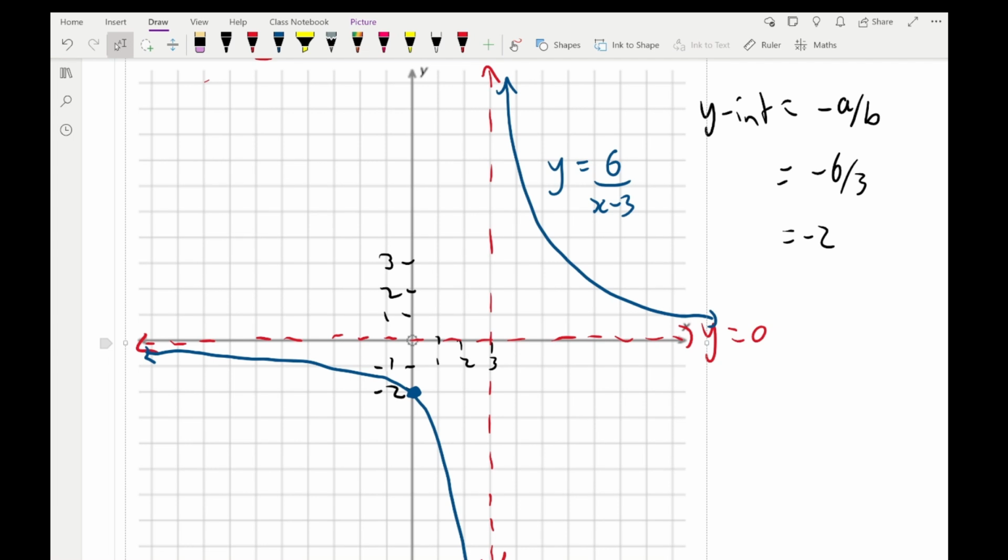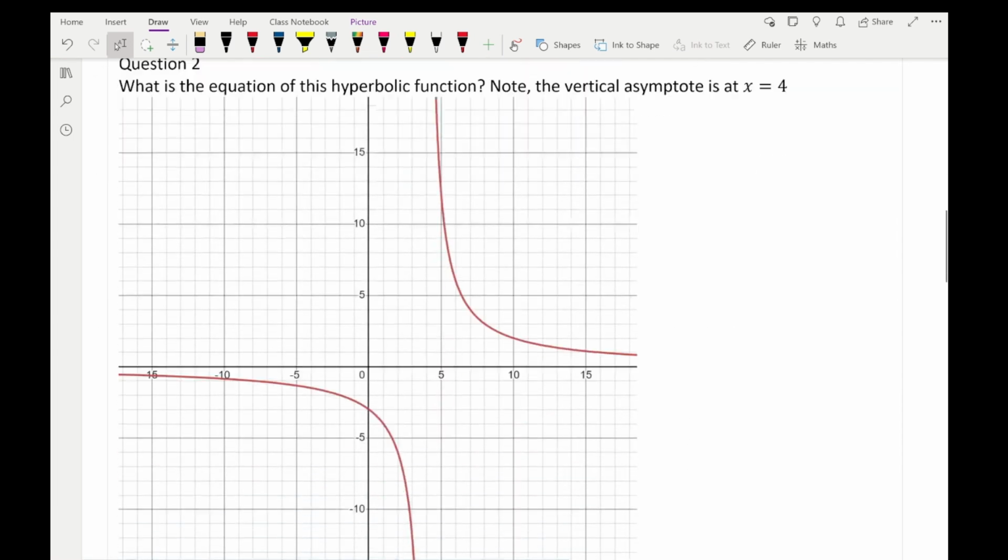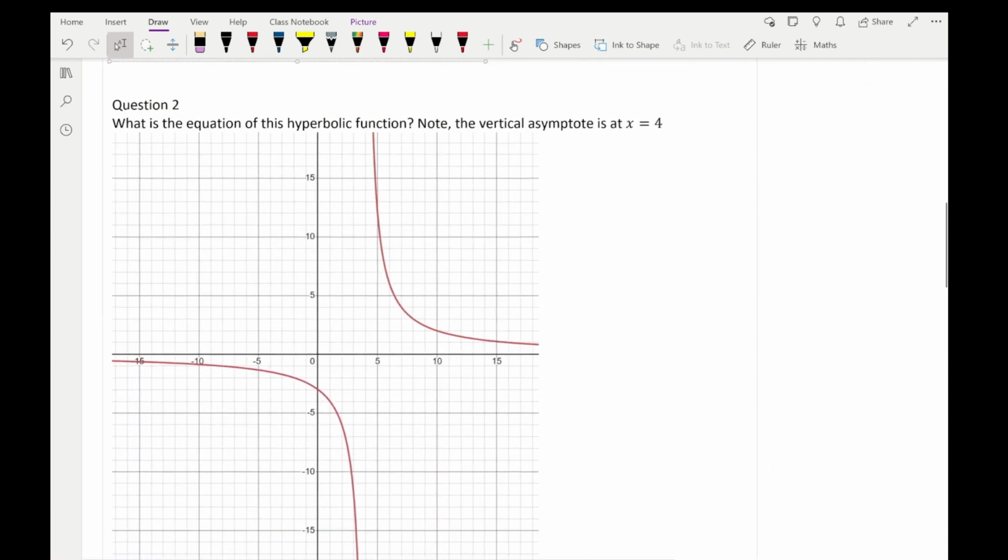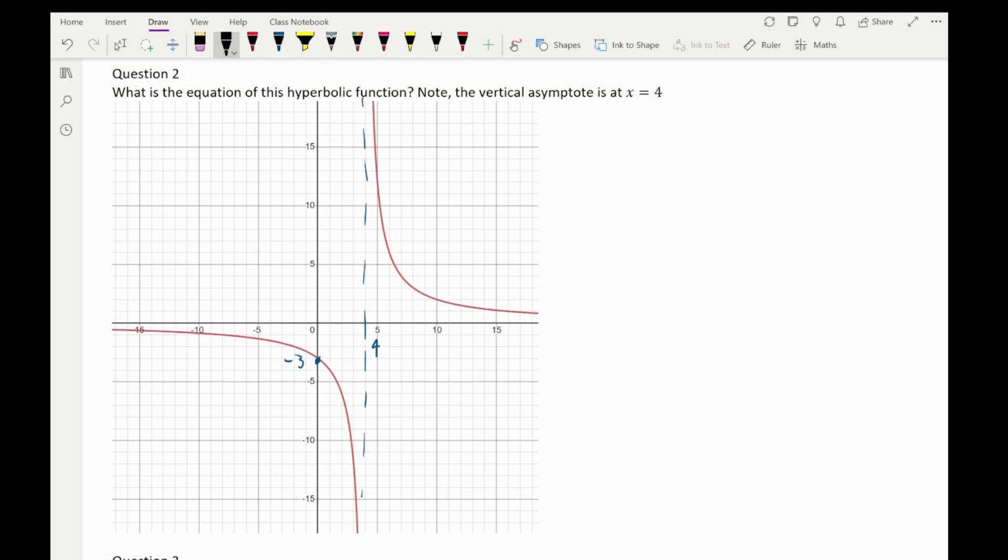All right, next thing we're going to do is see some pictures of graphs and then get the equation from here. So they've said here the asymptote is at x equals 4. That should be very helpful. And it looks like our y-intercept is at minus 3.